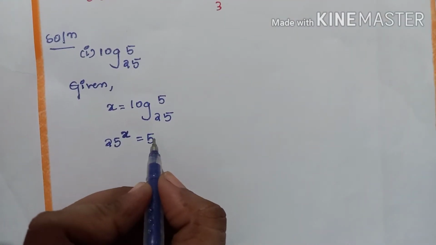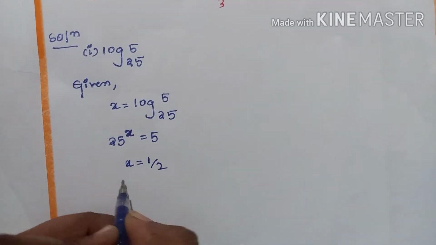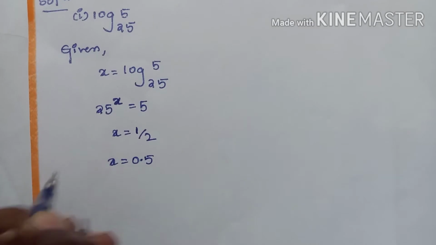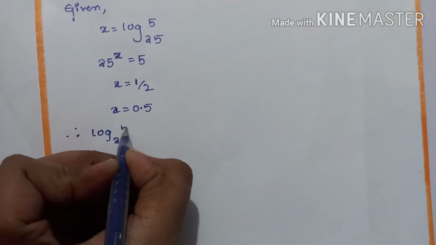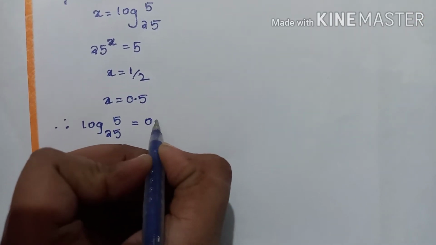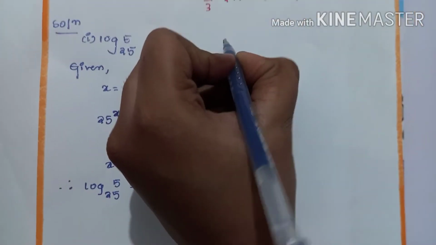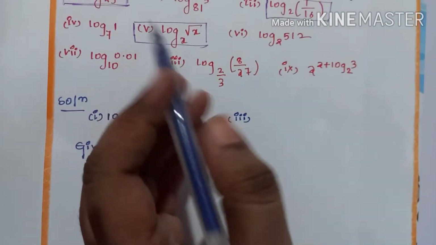So we know that 5 square is 25. So therefore x is 1 by 2, and the value of x is 0.5. Therefore log 5 to the base 25 is 0.5, and that is the answer. Now for the second question, it's the third question. The second question you should solve on your own.